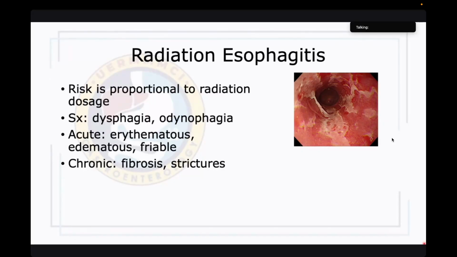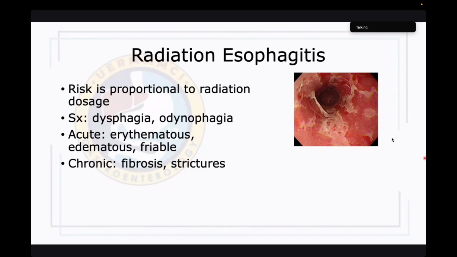Next, we have radiation esophagitis. Those who are at risk for radiation esophagitis are those who have undergone radiation for thoracic cancers like breast or lung cancers. The risk of having radiation esophagitis is proportional to the dose of radiation received. There are certain radiosensitizing drugs such as doxorubicin, bleomycin, and cisplatin that may also add a risk to the possibility of having radiation esophagitis.